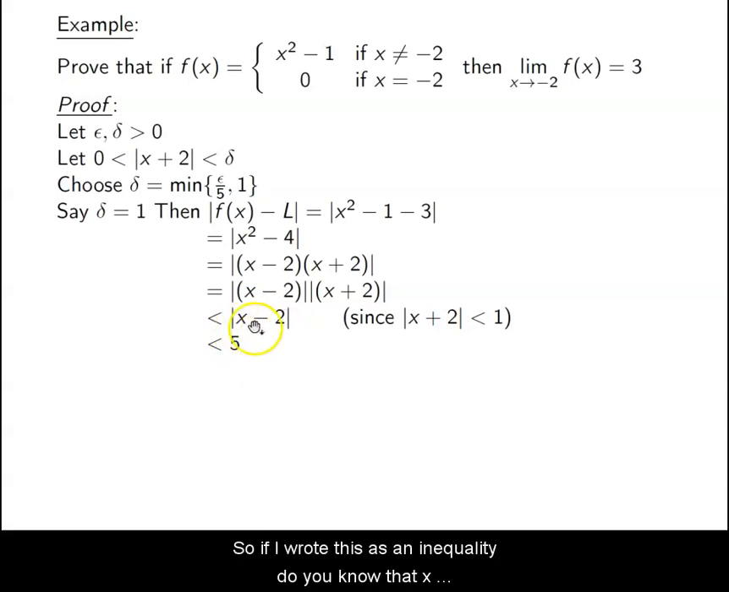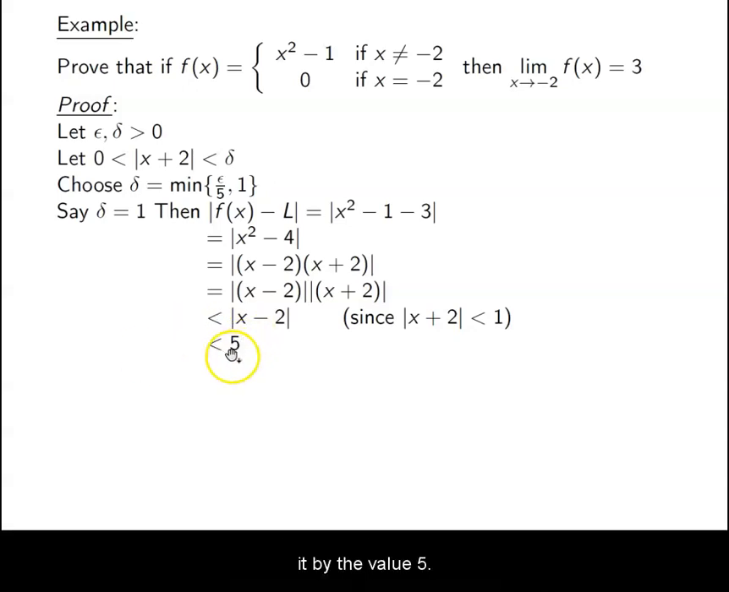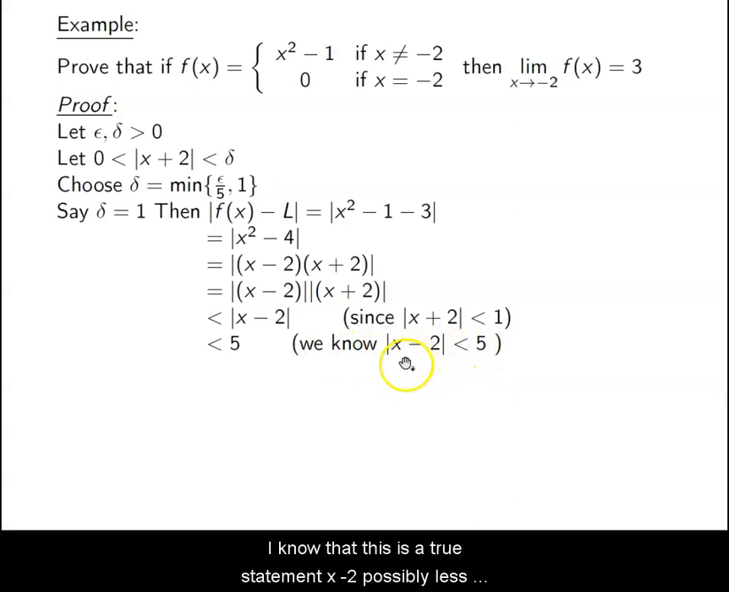So if I wrote this as an inequality, we know that x minus 2 is less than 5, right? I get plus 2 and minus 2 on both sides. That distance is a distance of 4, right? From -2 to 2, that's a distance of 4. So I bounded it by the value of 5, right? I know that this is a true statement. X minus 2 has to be less than 5. It has a distance of 4, so I know that, right?